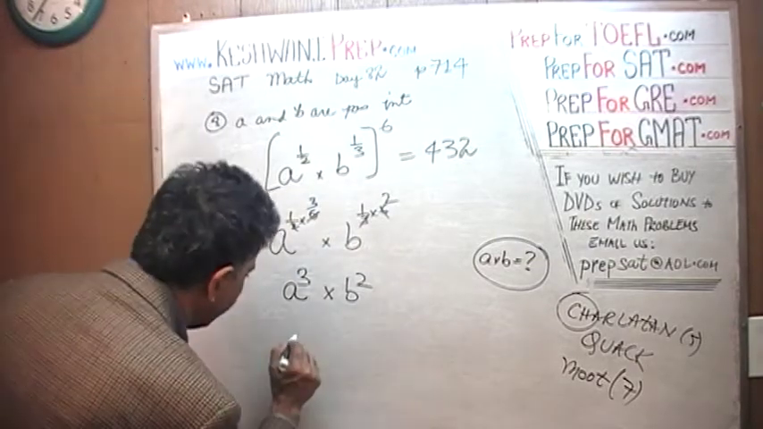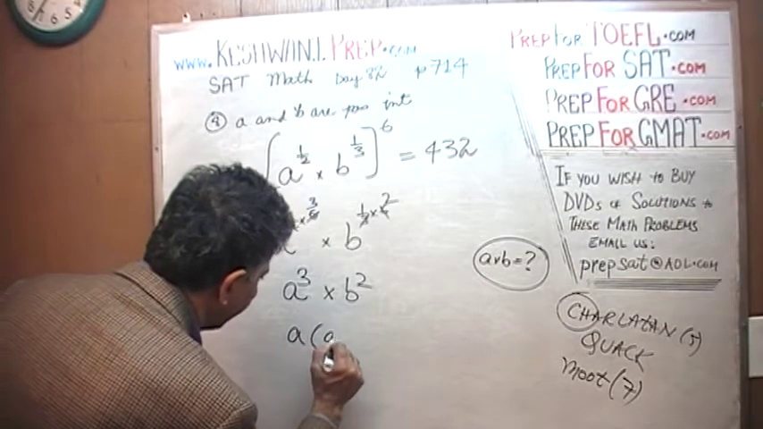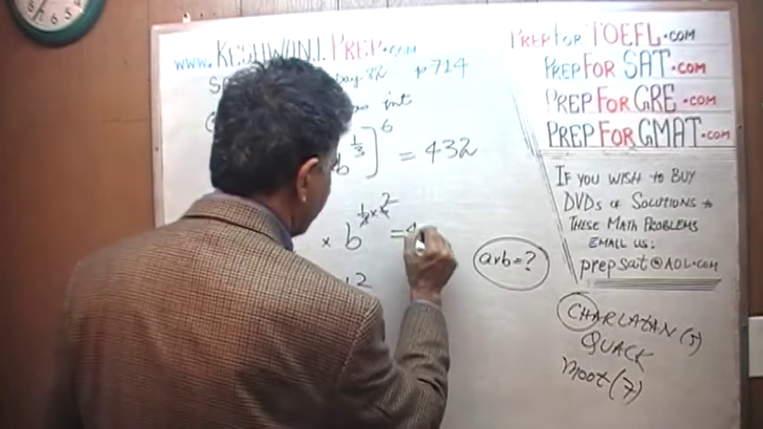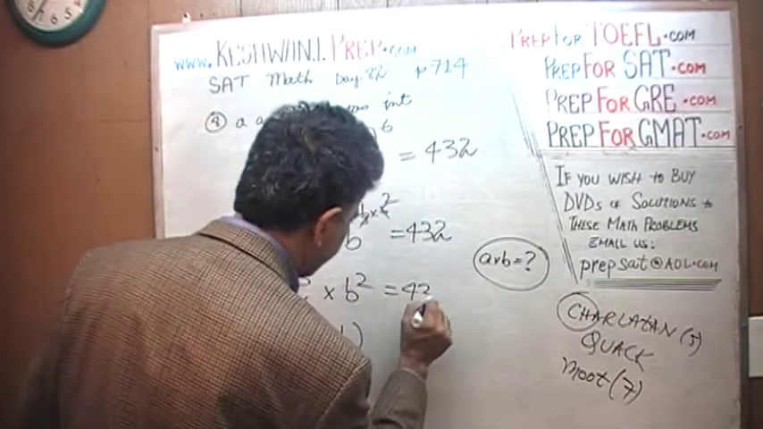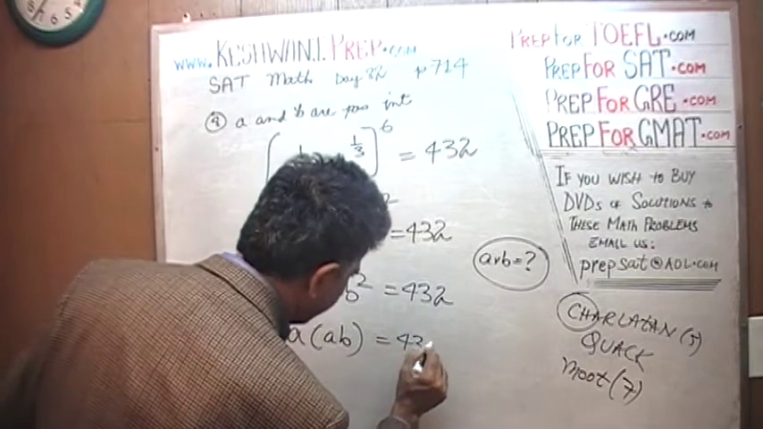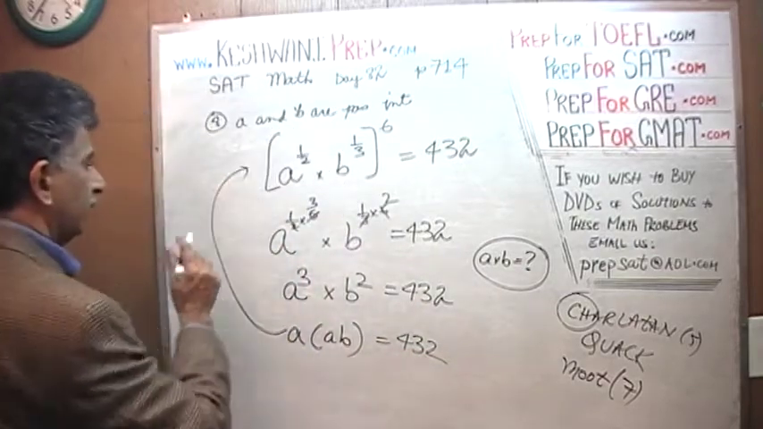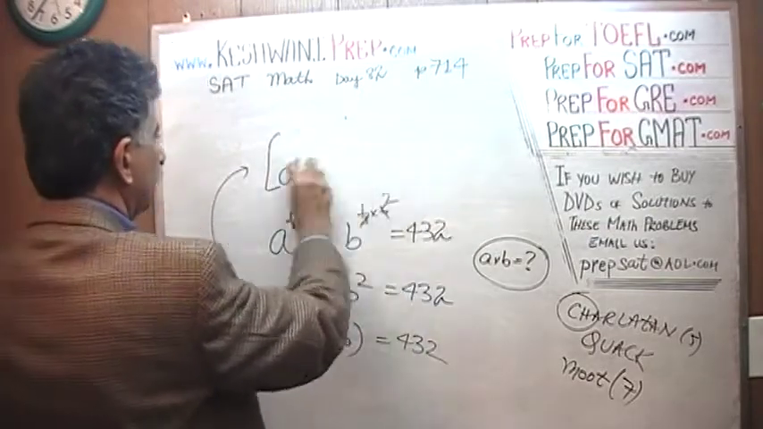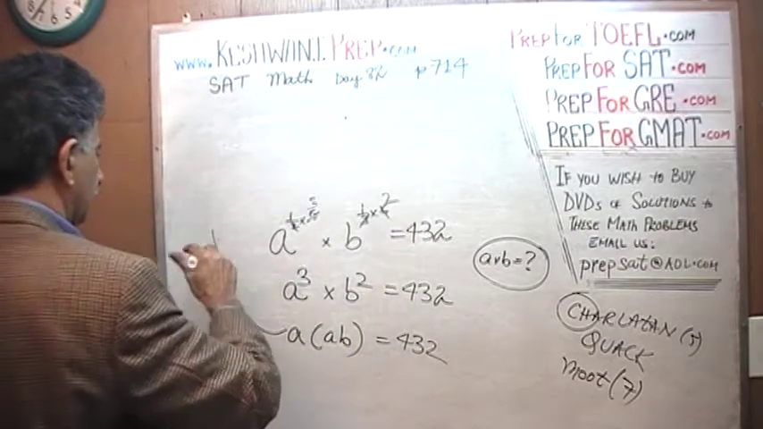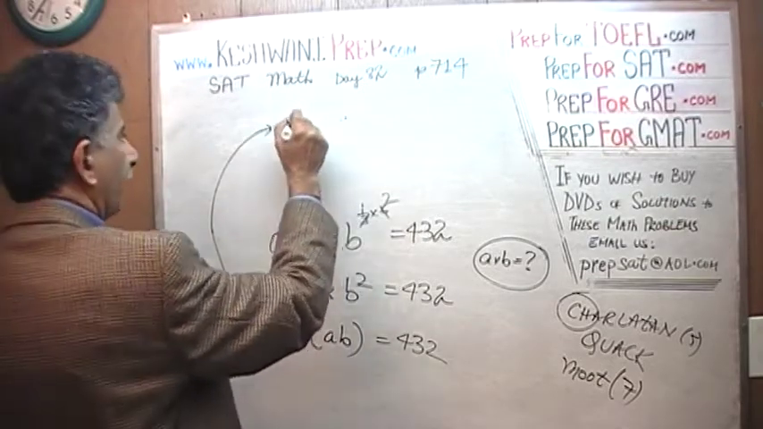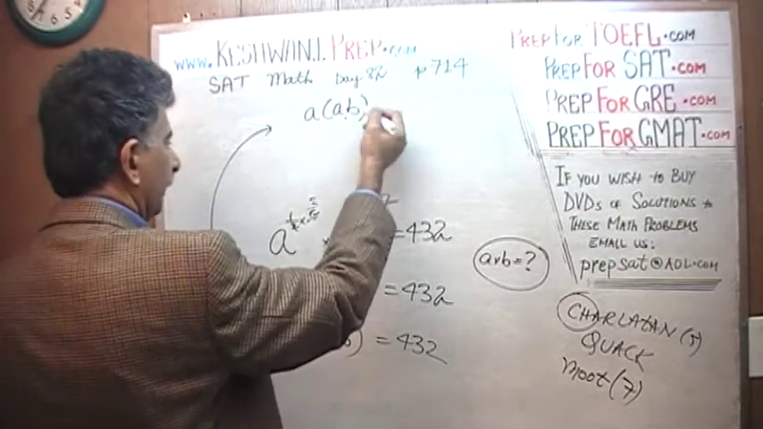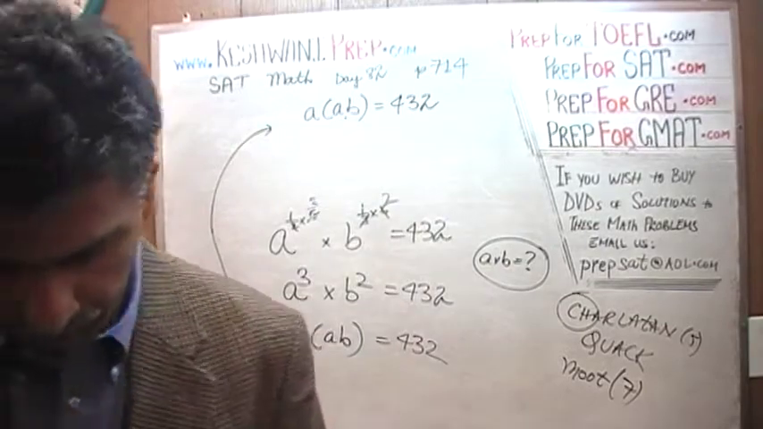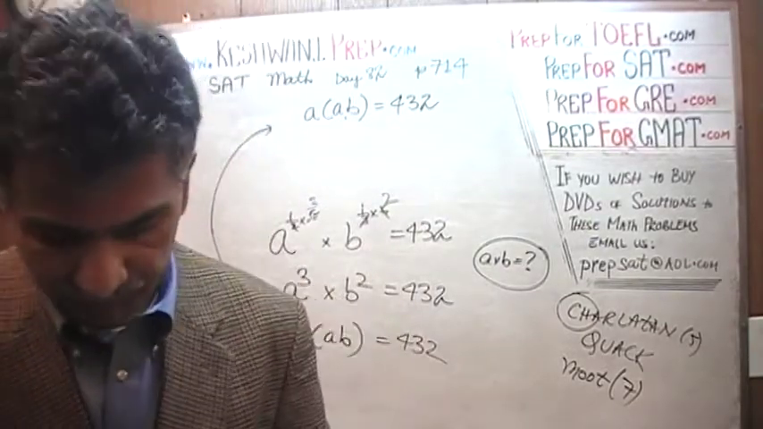Now we're going to get A times B out of it. So this can be written as A times B, and all of this, we are told, equals 432. We're going to pick up our story from here on the top here. I need the room, so I need to raise the top part. A times AB equals 432. And the question is, what is the value of A times B?